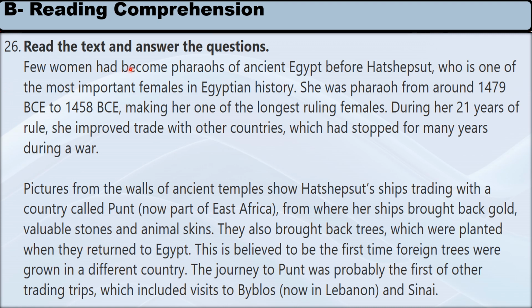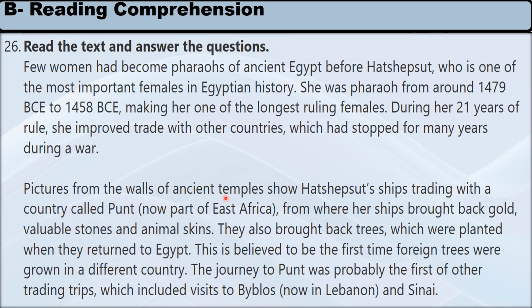Few women had become pharaohs of ancient Egypt before Hatshepsut was one of the most important females in Egyptian history. She was pharaoh from around 1479 BCE to 1458 BCE, making her one of the longest ruling females during her 21 years of rule. She improved trade with other countries which had stopped for many years during a war.